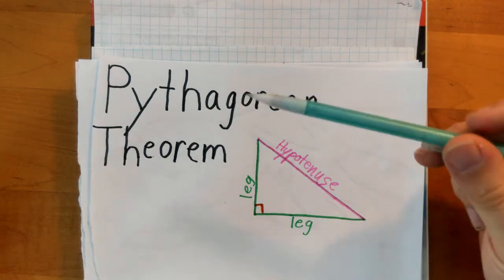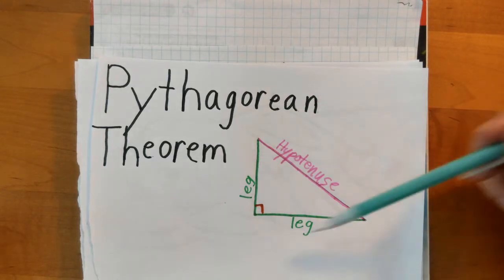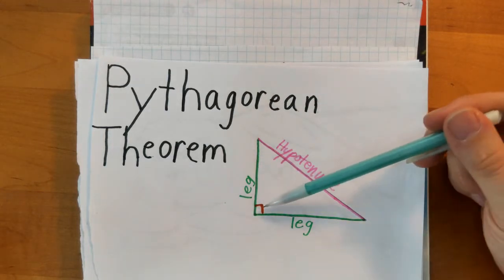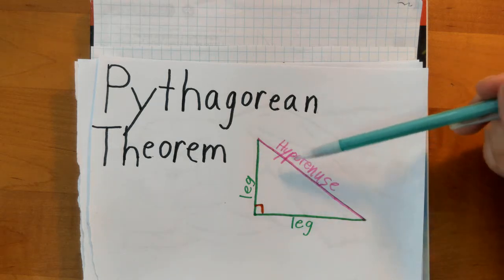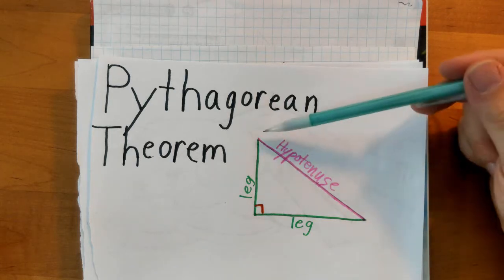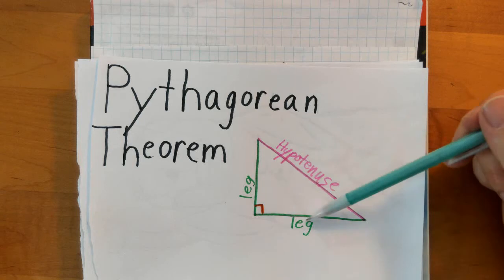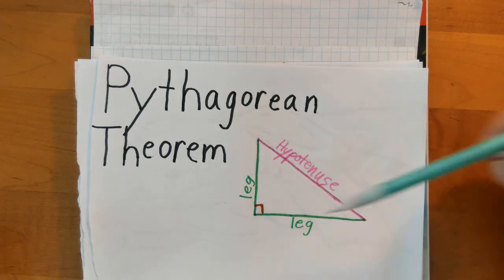This video is about the Pythagorean Theorem, and the Pythagorean Theorem deals with a right triangle. What makes this a right triangle is that there is a 90-degree angle. Now, the side opposite that 90-degree angle is called the hypotenuse. The hypotenuse is the longest side here. The other two sides we call legs, and the legs are the sides that make up this 90-degree angle.